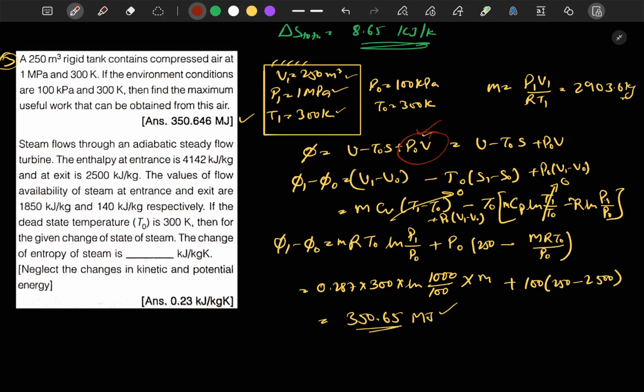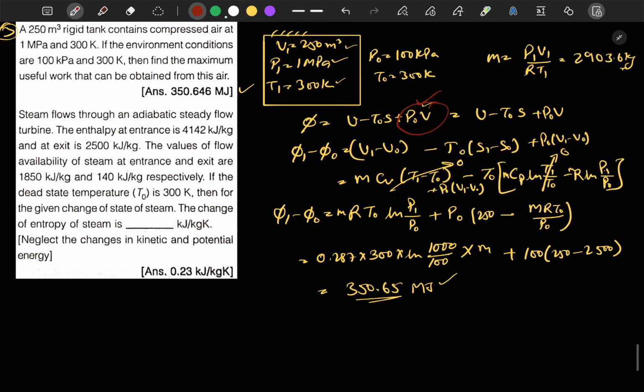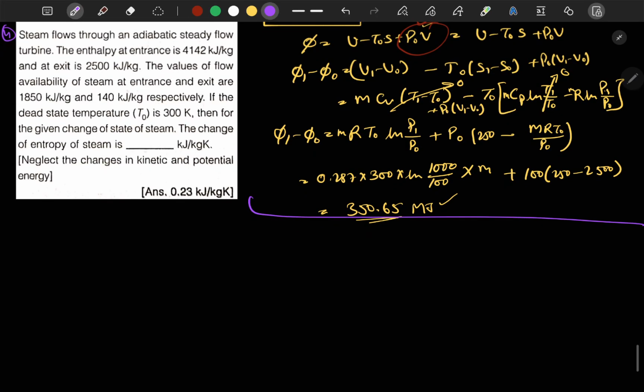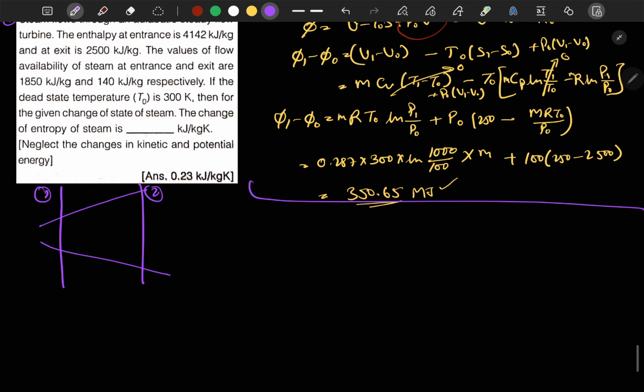Only then can we find the maximum useful work. Okay, so I think we are done with these questions. Next we will move to question number 4. Question number 4 mentions that steam flows through an adiabatic steady flow turbine. Let's say this is the turbine. The enthalpy at the entrance and exit are given. Let's say this is 1, this is 2. Here we have been given H1 equal to 4142 kilojoule per kg, and exit H2 is 2500.